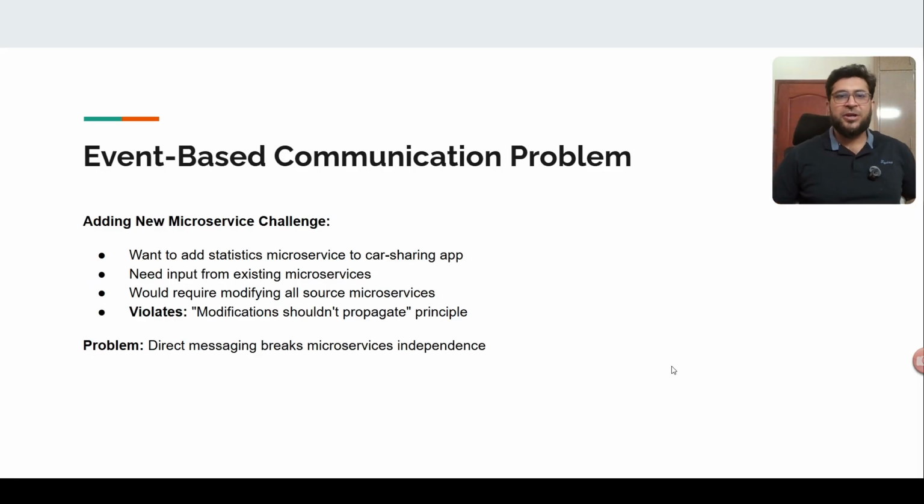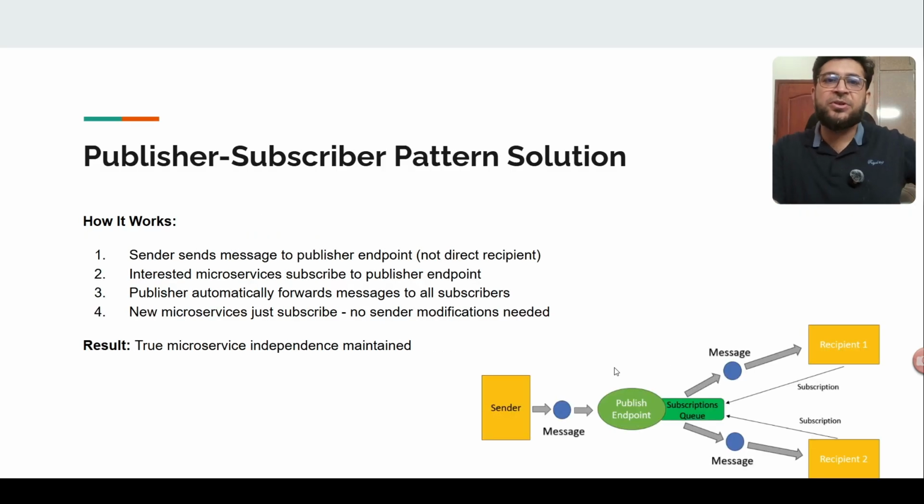Okay, in event-based communication, we face some challenges, like wanting to add statistics. If you want to add a new microservice that will give you statistics for the car sharing example I shared in the previous slide, what will be the problem? This statistics microservice needs some data from the existing microservices. So what you will do is modify the source microservices. If you do this, you will violate the principle that modification should not propagate. So what is the solution for this problem? The solution is the publisher subscriber pattern, which is another communication pattern.